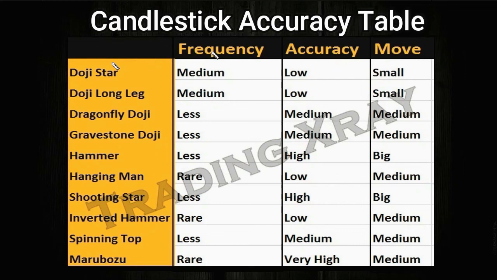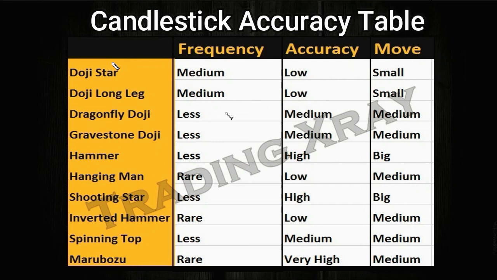The frequency tells us how many times a particular candlestick pattern occurs in a particular period of time, like in a month, and the accuracy shows how many times that particular candlestick pattern gives profit instead of failing, like best of 10. And the move column shows whether, whenever the particular candlestick pattern occurs, it gives a small move or a big move.